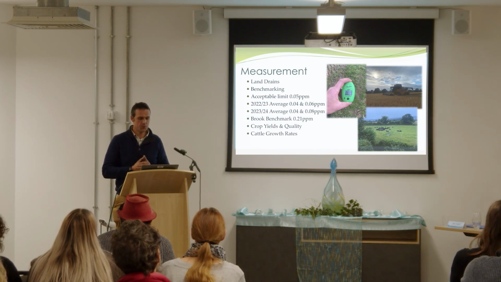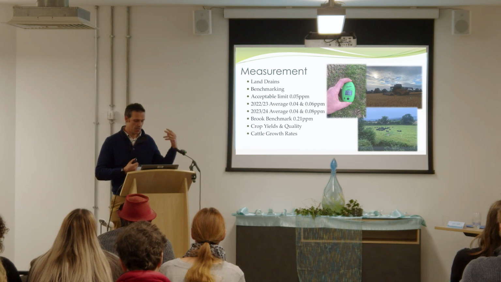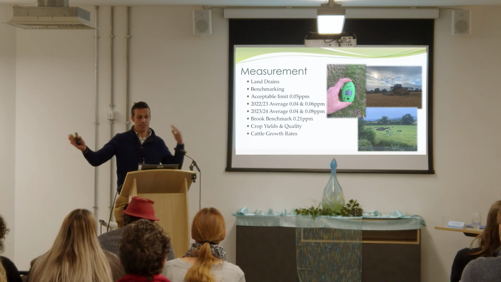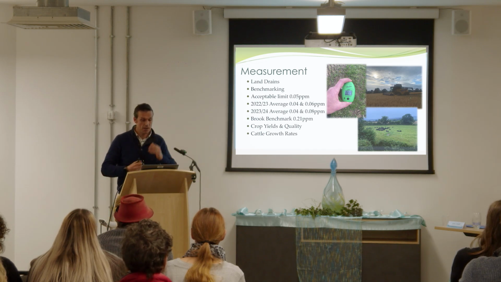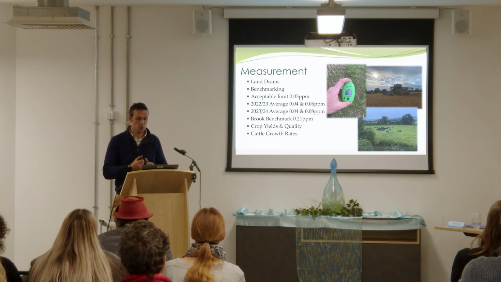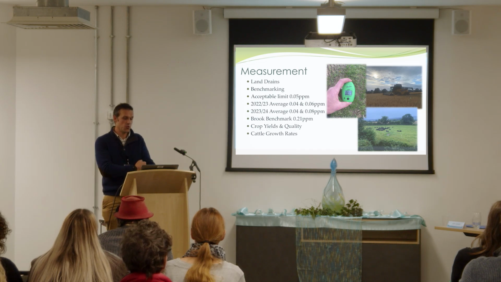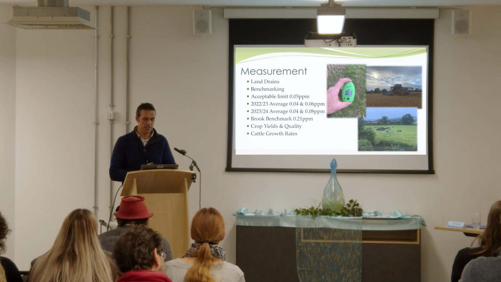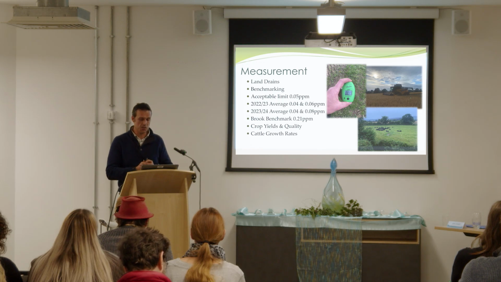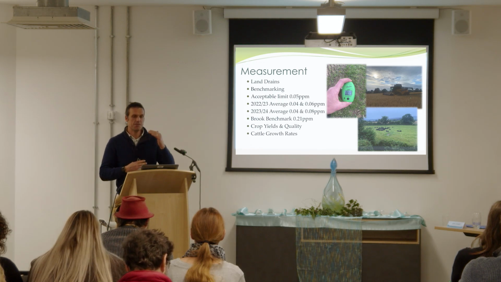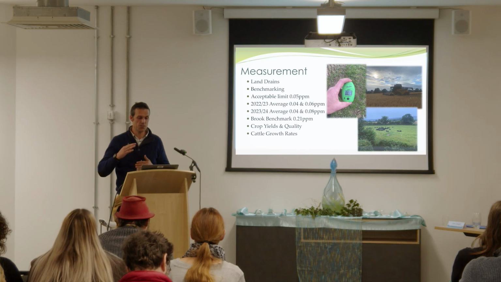In 22 and 23, I measured a couple of land drains, opposite ends of the estate, quite a distance apart. We averaged 0.04 and 0.06. One of those is obviously acceptable. One of those is nearly there, but no cigar. So we had to look at what we're doing. Now, interestingly, the 0.06 was actually pretty good, but every time we had significant periods of rain, there was a spike, and that's what made the average come up. So most of the time it was okay.